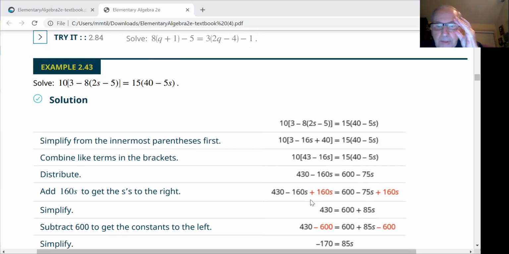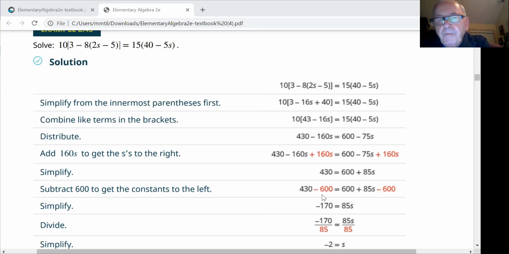Now, in this particular case, we want to have a positive variable. So you're going to add 160s to both sides. It'll go away on the left-hand side, and it'll just be 430 plus 0s. On the right-hand side, it's going to be 600 minus 75s plus 160s, because you added it to both sides. Plus 160 and minus 75s is 85s. So now you've got 430 is equal to 600 plus 85s.